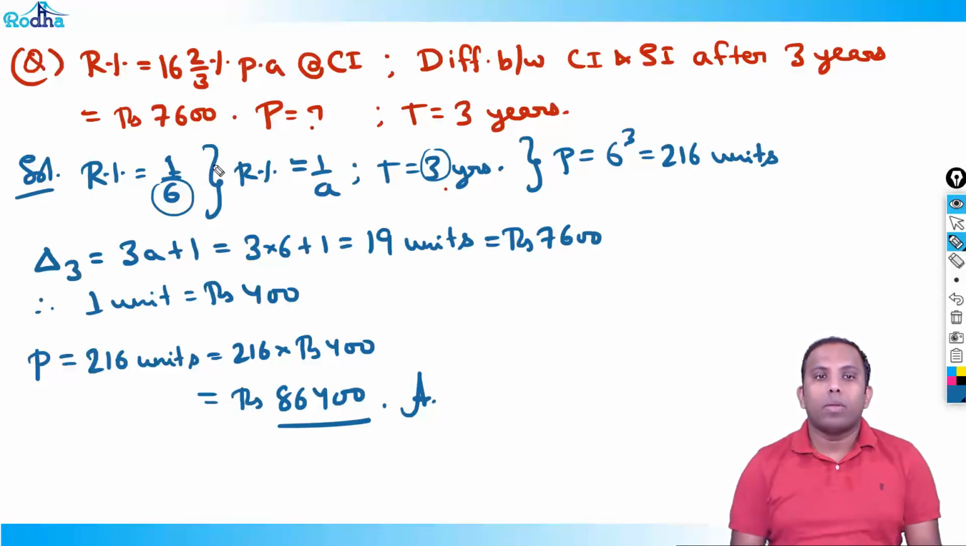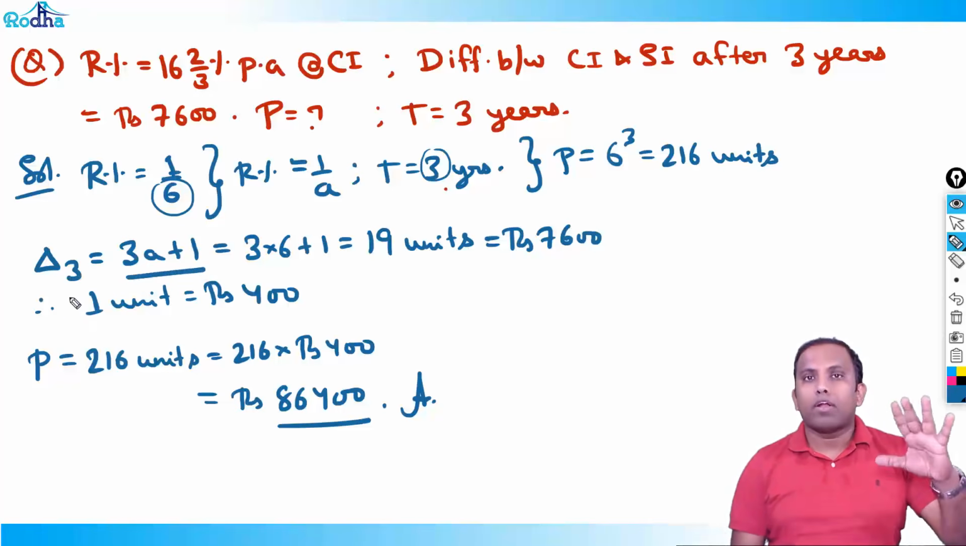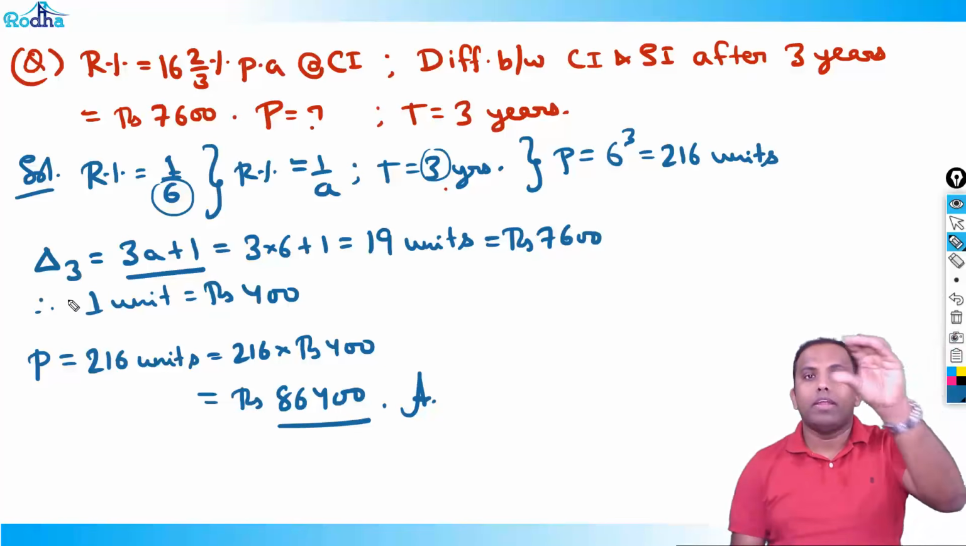Quite easy now. 1 by a form, directly delta 3 is what? 3a plus 1. Right. Such an easy concept. Just at the back of your mind, this thing should flash: interest for first year, interest for second, interest for third, and from the second year, interest on interest.